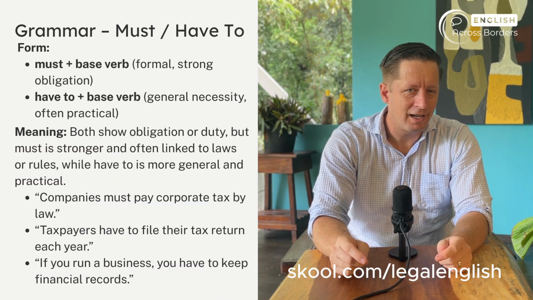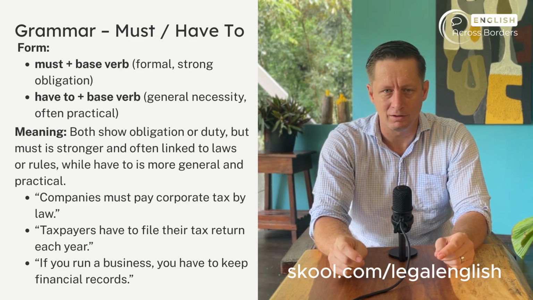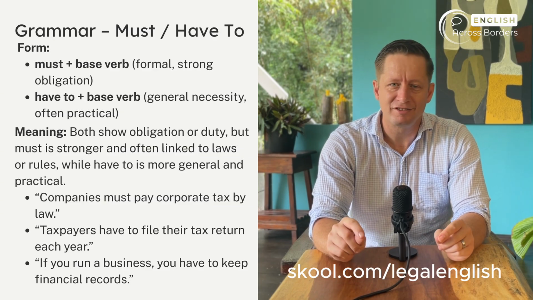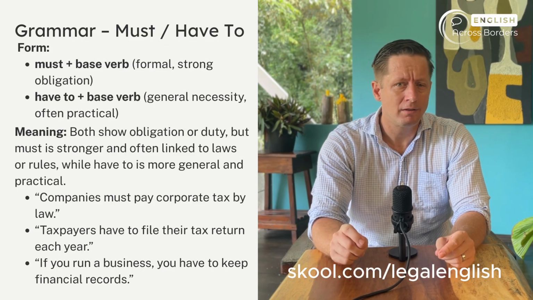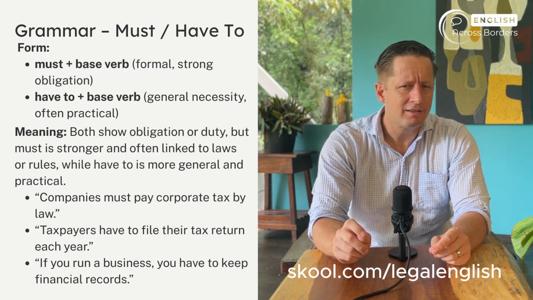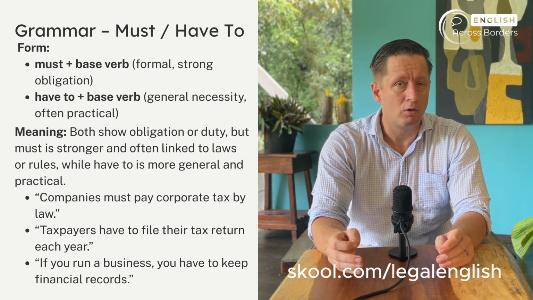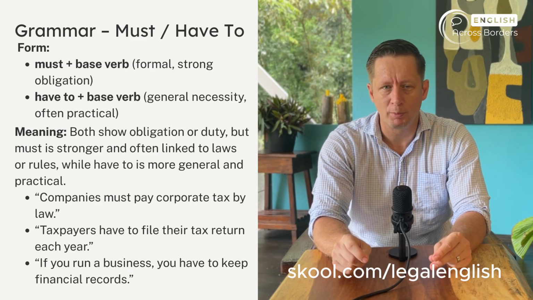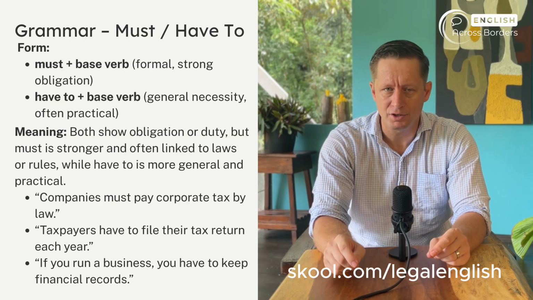Now, let's look at two very important structures for obligations in tax law: must and have to. Both mean that something is necessary, required, or obligatory. But there's a small difference in how we use them. Must sounds stronger, more formal, and is often connected to law or official rules. For example, companies must pay corporate tax by law. This is a strict legal obligation.